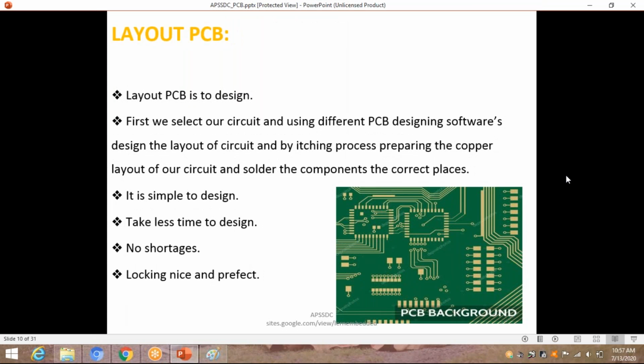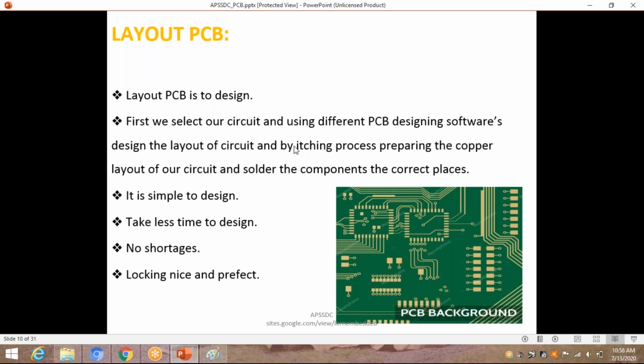Okay, layout PCBs. First, we select our circuit and use different PCB designing softwares. Okay, guys, you will be knowing different softwares. There are a number of PCB designing softwares. Then the layout of the circuit, and this is not itching, that is etching.